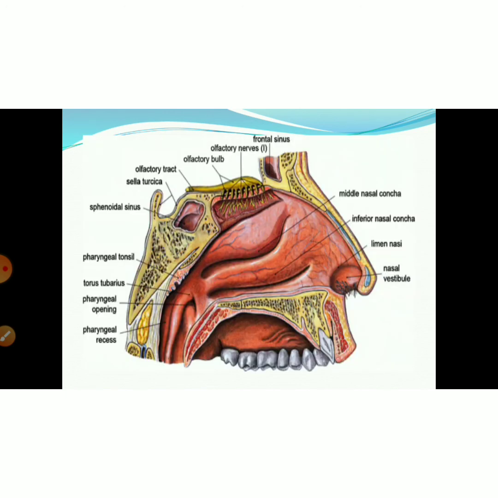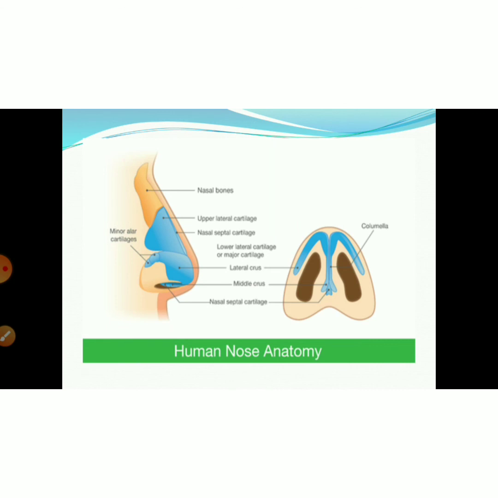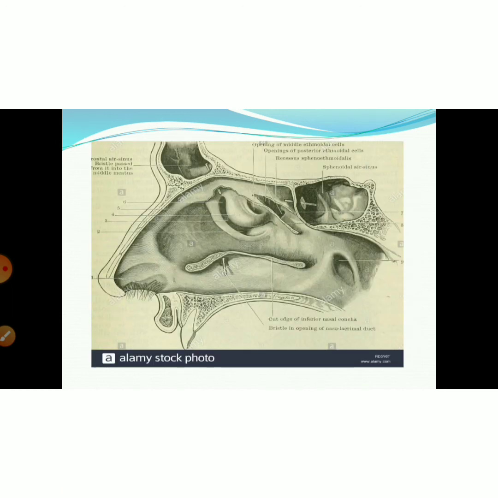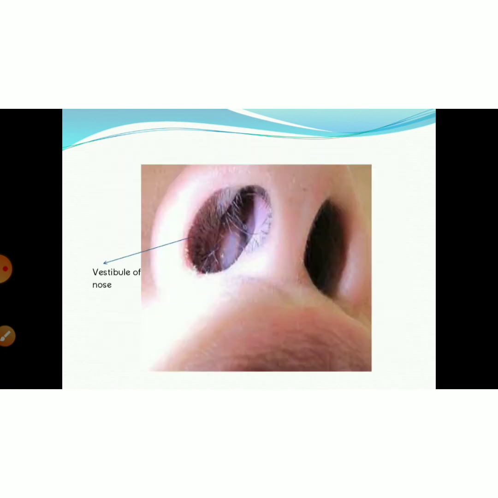So here you can see on the anteroinferior part of the picture the limen nasi and nasal vestibule. Here you can see the vibrissae. Here you can see the alar cartilages, you can see the columella. Again, another picture from Cunningham, you can see the vibrissae, you can see the limen nasi. So this is how you can see the vestibule of the nose from the inferior view.